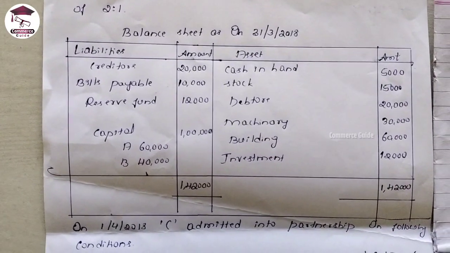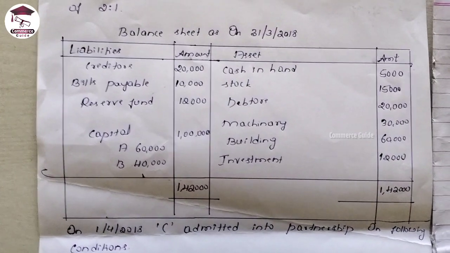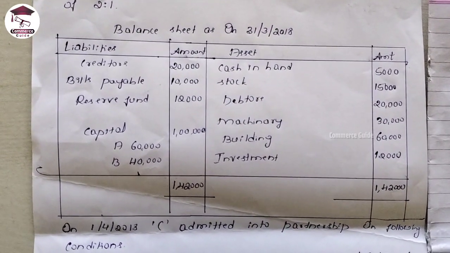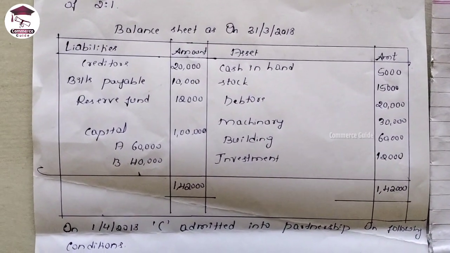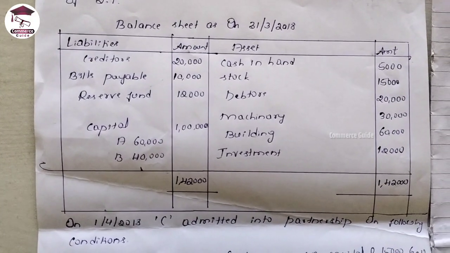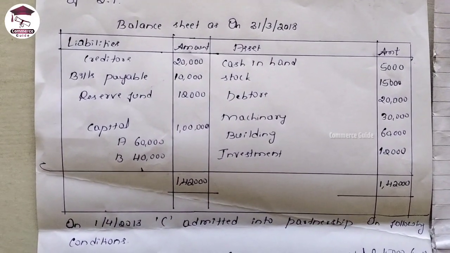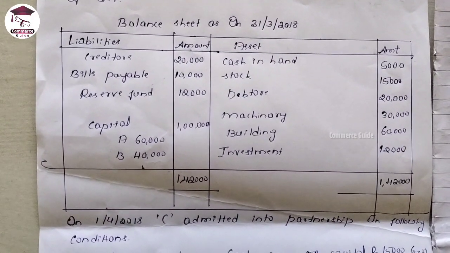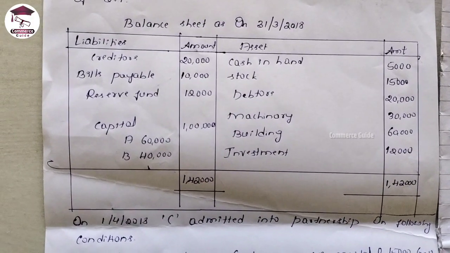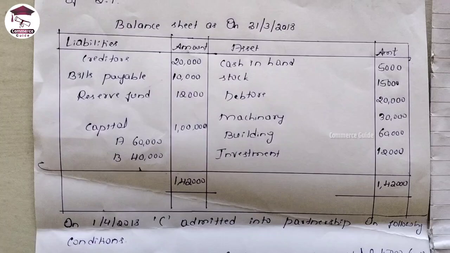They have given the liabilities amounts and asset amounts. So assets are cash in hand 5,000, stock 15,000, debtors 20,000, machinery 30,000, building 60,000, investment 12,000. And about liabilities: creditors 20,000, bills payable 10,000, reserve fund 12,000, capital A 60,000, B 40,000. Together it is 1 lakh.